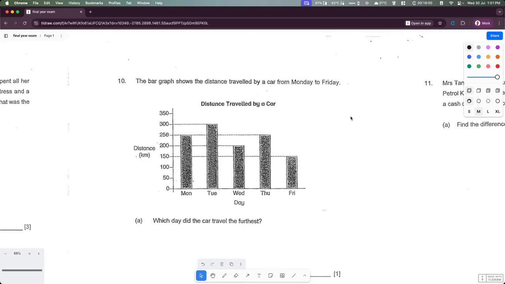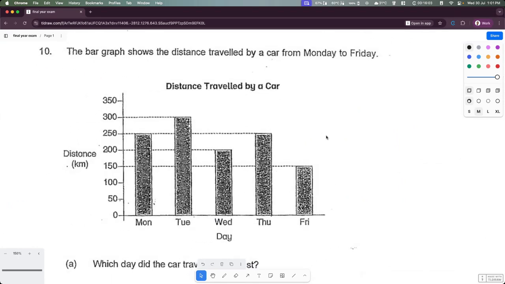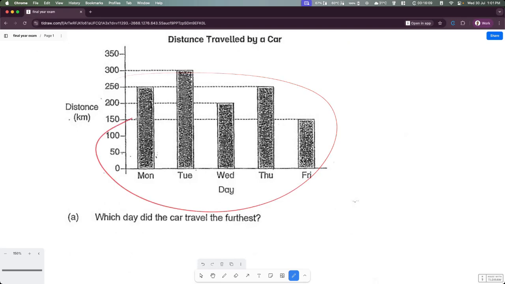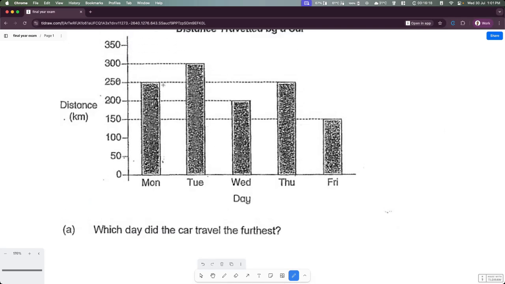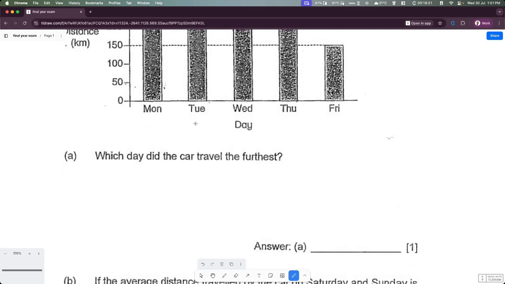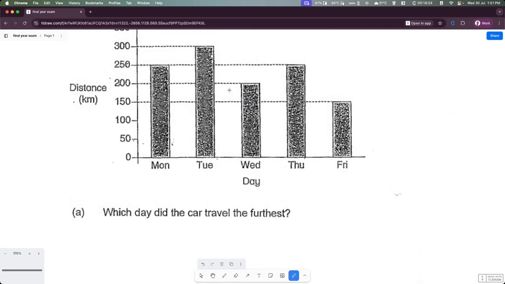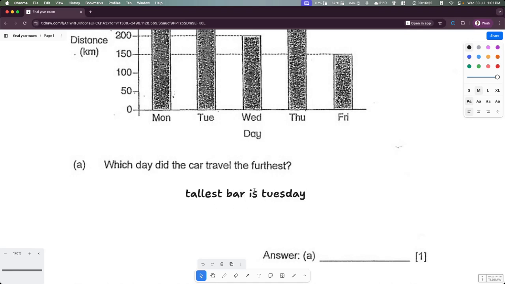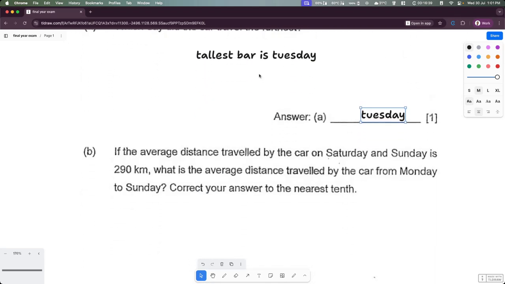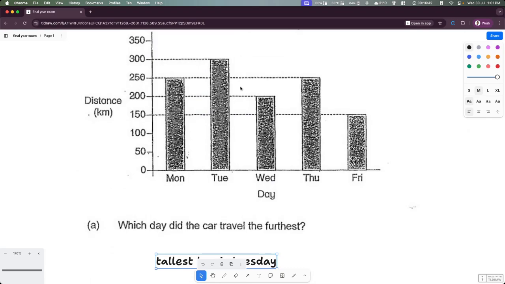Okay, question number 10. The bar graph shows the distance traveled by a car from Monday to Friday. So this is part A. Which day did the car travel the furthest? From here, generally you can see which one, because the tallest bar is Tuesday. So the answer is Tuesday. Pretty straightforward. Visually, you don't even have to calculate.